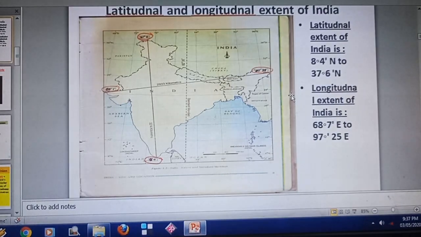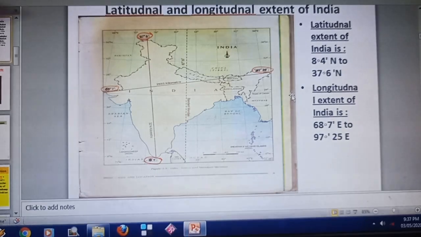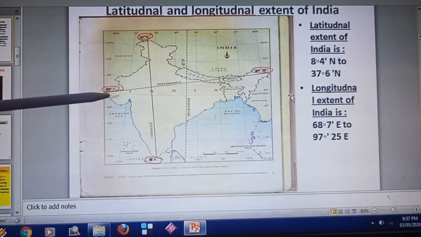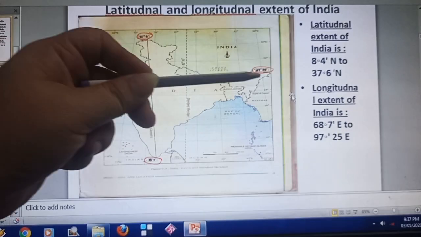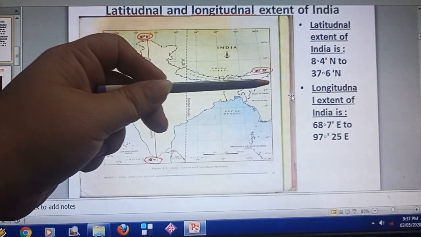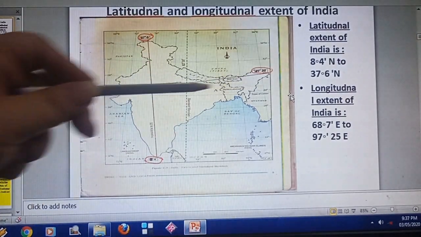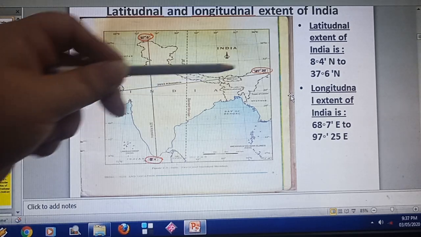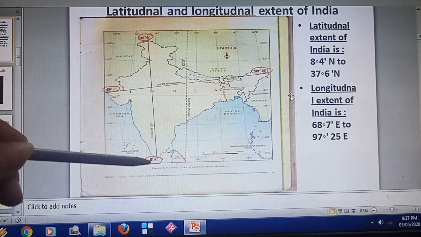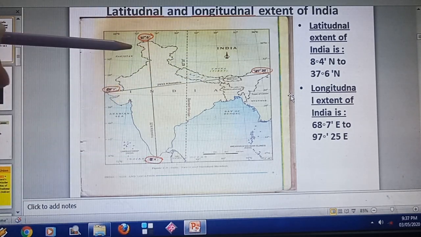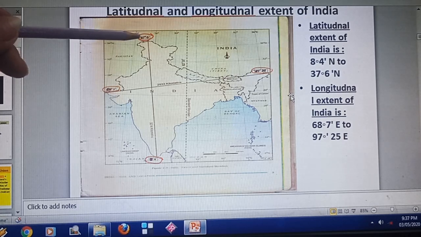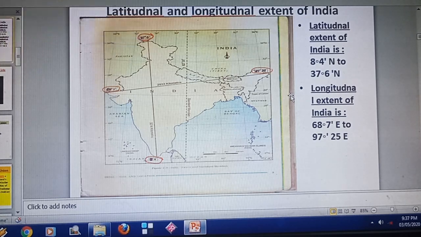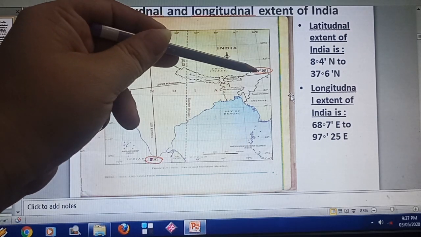Now longitudinal extent of India, 68 degree 7 minute east to 97 degree 25 minute east. This is the longitudinal extent of India. Latitudinal extent 8.4 degree north to 37 degree 6 minute north. Longitudinal extent 68 degree 7 minute east to 97 degree 25 minute east.